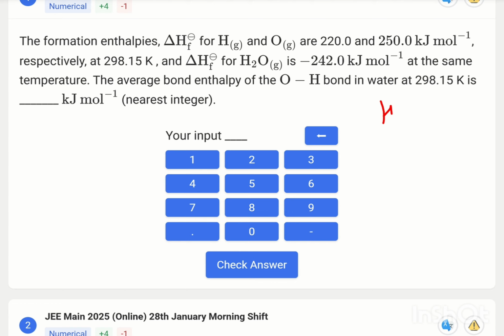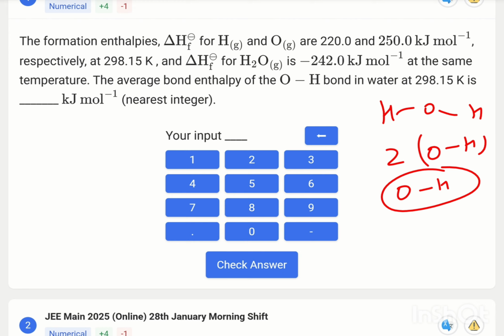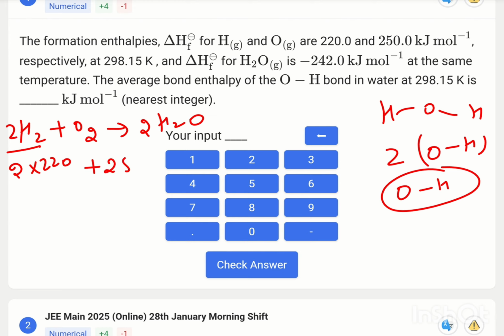Average bond enthalpy. What is the structure of H2O? H-O-H means 2 OH. We have to find the bond enthalpy of 1 OH. So what we have got: 2H2 plus O2 gives 2H2O. Now what is the value of 2H2? It is 2 into 220 plus 250 minus 242.